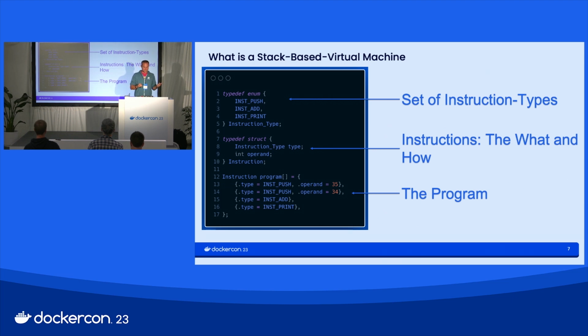An instruction is basically the what and how you would like to do with something. So it needs this instruction type, and then this is the what, and then how you would do it. The program, here on lines 12 to 17, is basically just a list of different instructions in a given order. First we push a number to the stack, then we push another number to the stack, and then we call the add instruction, and then we call a print instruction.